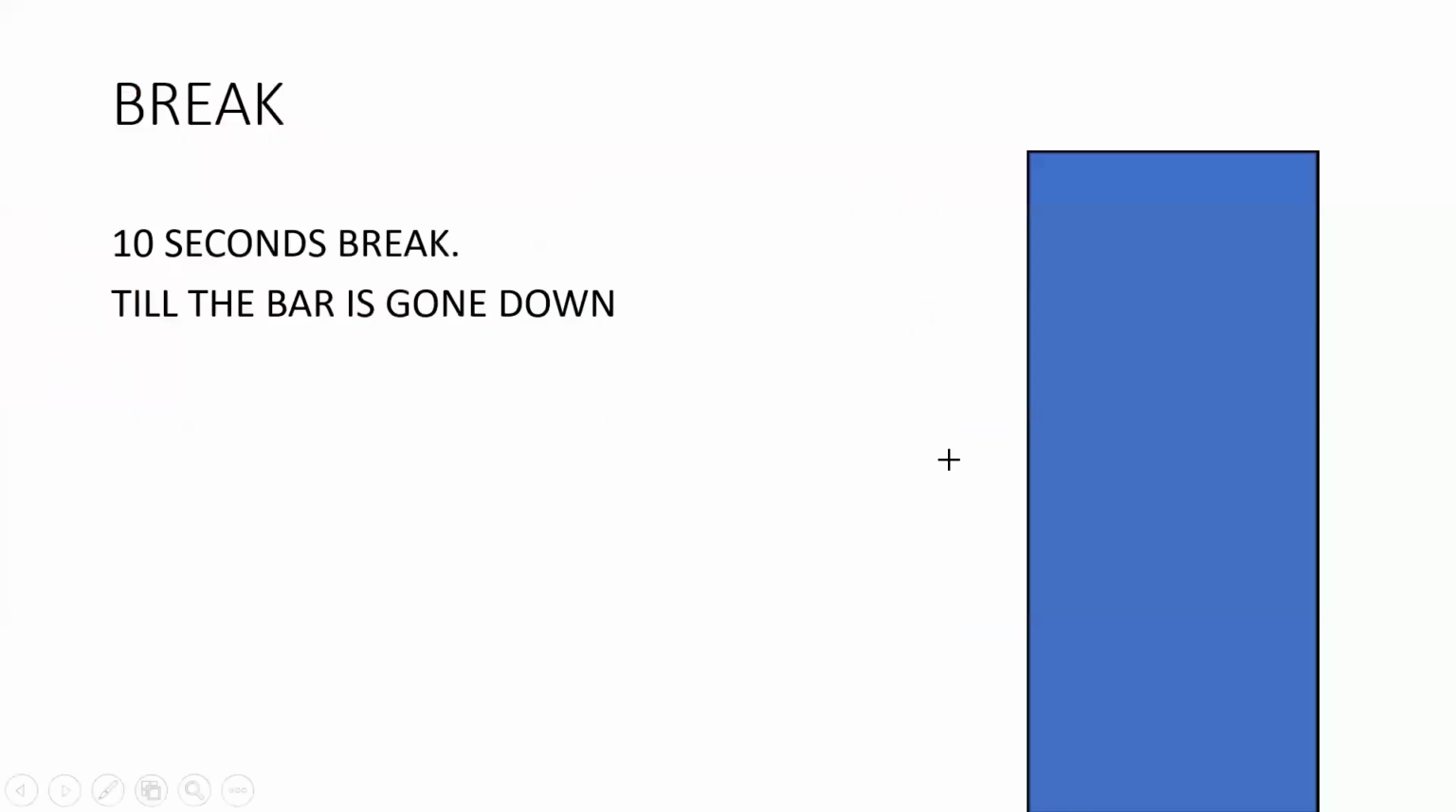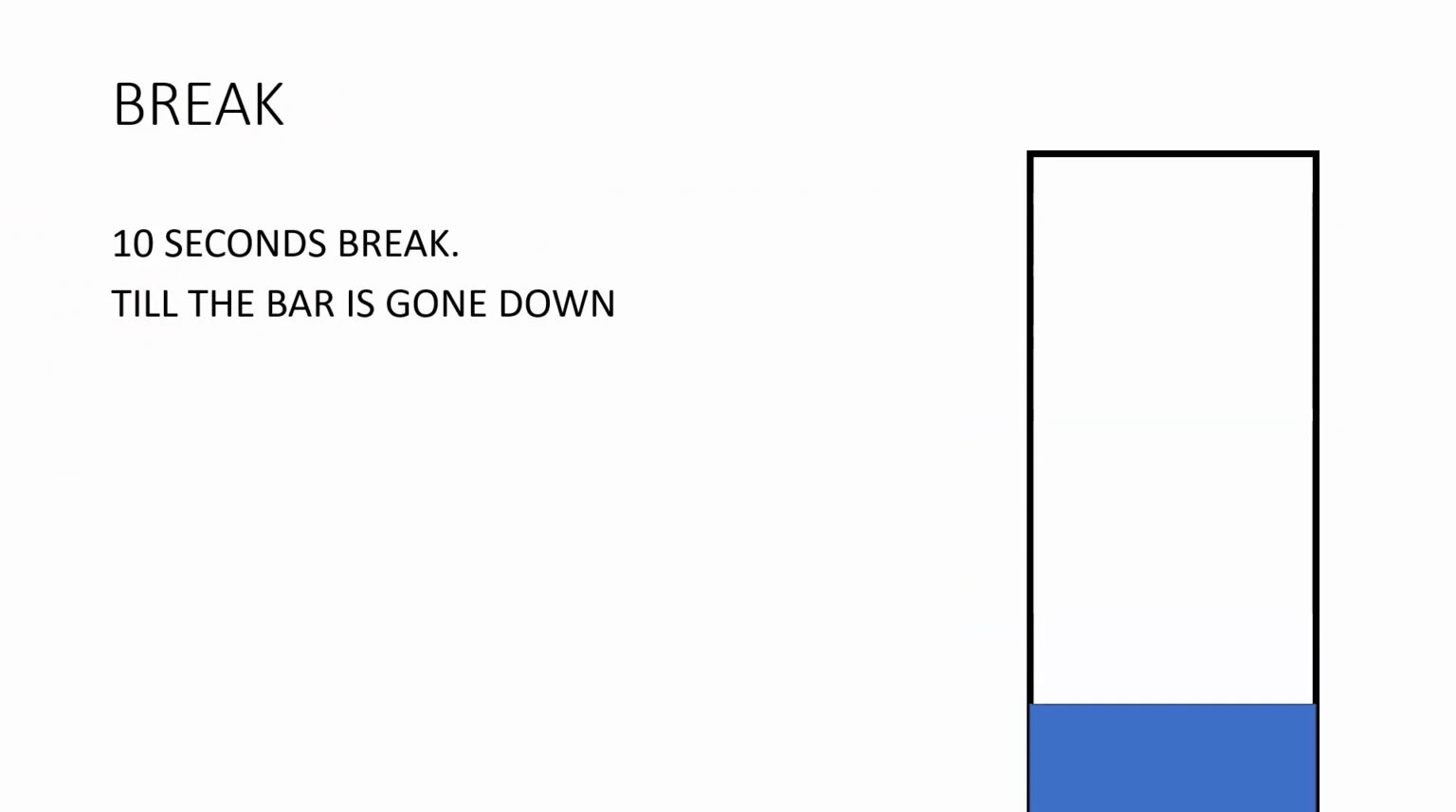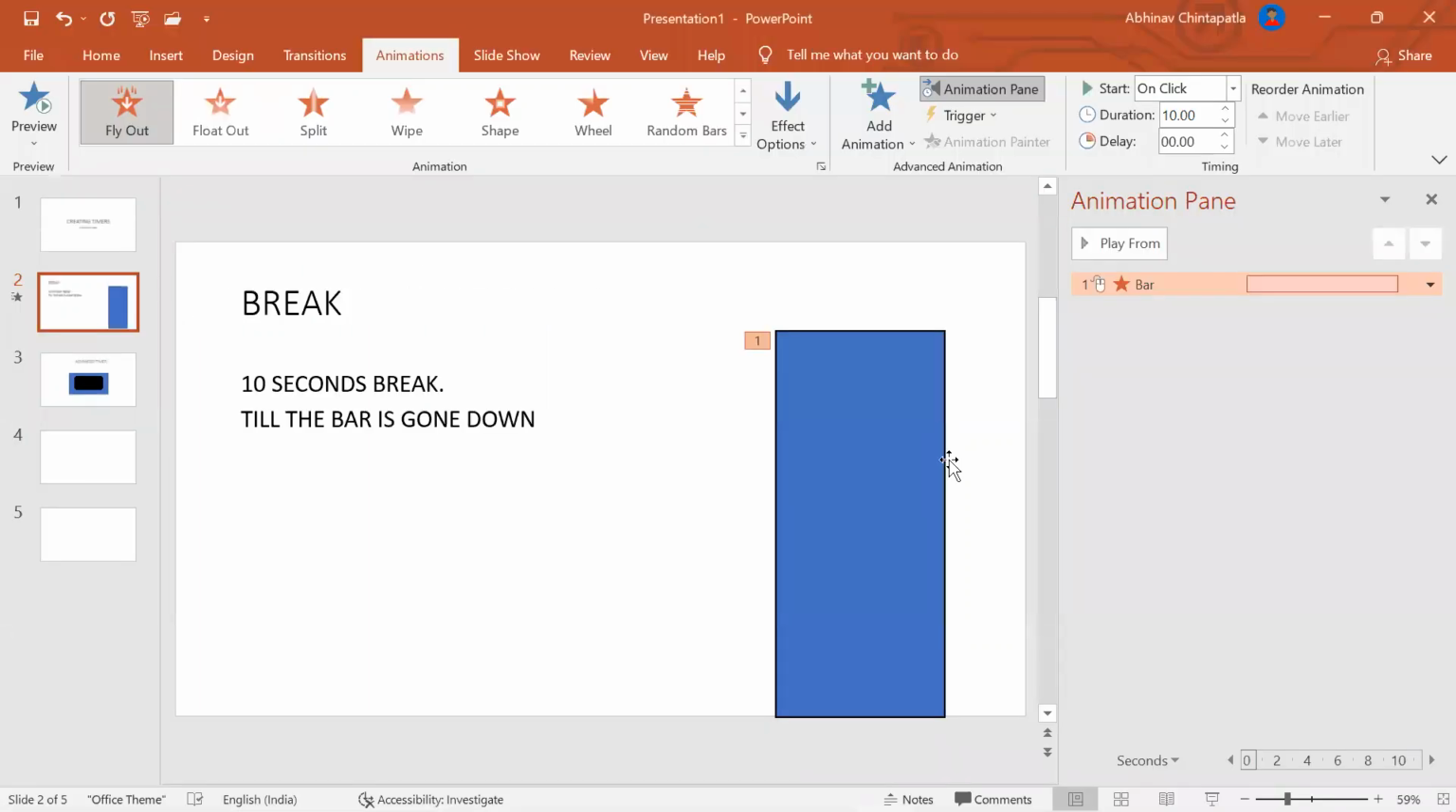So here we have created a 10-second timer. This is a very easy way. So break, 10 seconds till the bar is going down. So I'm going to start the bar and it's going down, and then that will be the end of 10 seconds. You could also, there are different, you could do so many things.